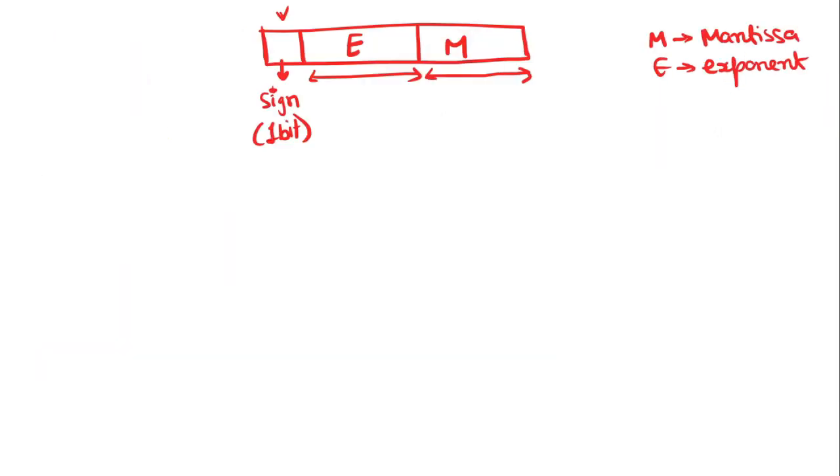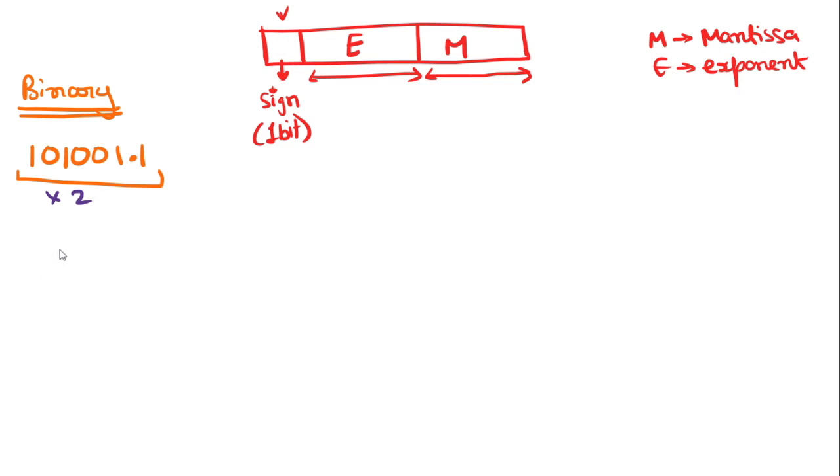In a similar manner, in binary representations, we can follow the same approach with base 2. How? Let's take 101001.1, let's suppose this is the number. If we multiply it by 2, what will happen? The result will be 1010011, right? The decimal point has shifted towards the right by one, because we are just multiplying by 2.